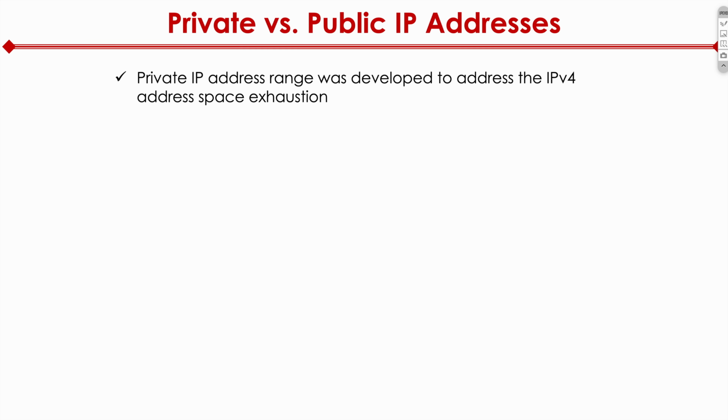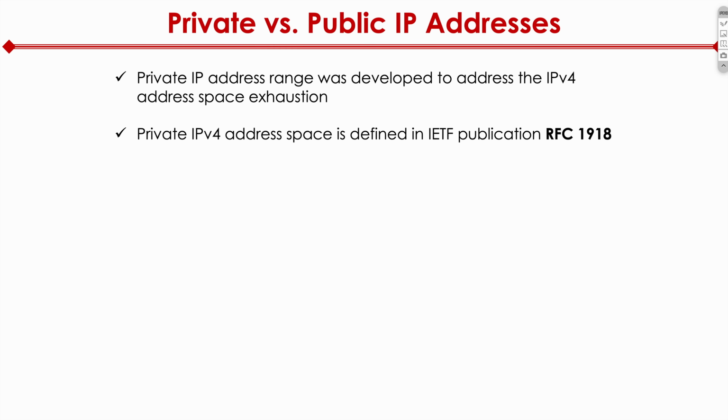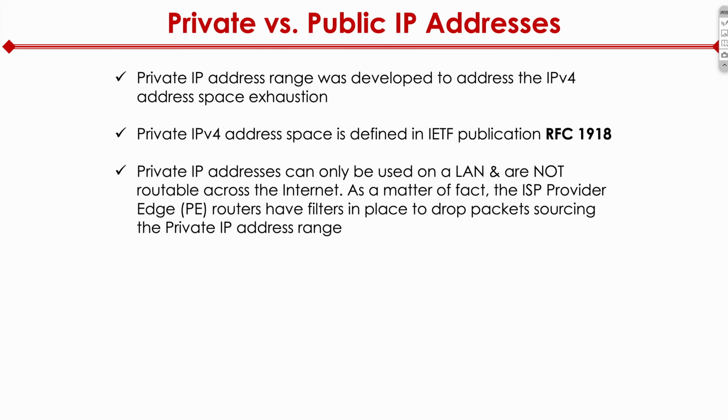Because we have a lot of devices, a lot of people online, and we're running out of IPv4. So we had to come up with some clever, smart way of dealing with this situation. So what had happened was an RFC 1918 was published, and it defined what's called private IPv4 address ranges. And these addresses can only be used on the LAN. They're not routable on the internet.